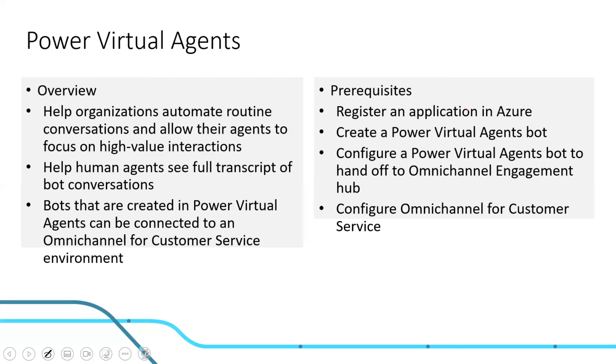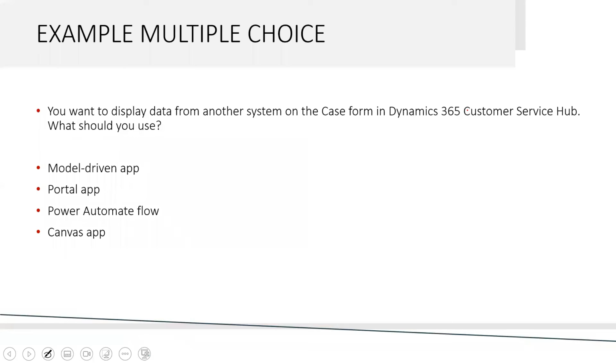Now let's move ahead and have some Q&A. I'm going to ask you some questions, and I would request all of you to kindly answer from this section as well. The first question in line is: if you want to display the data from another system on the case form in Dynamics 365 Customer Service Hub, what should you use? Either a model-driven app to display the information, a portal app, a Power Automate flow, or a Canvas app. Let's get your answers on the chat, and let me start the timer now.